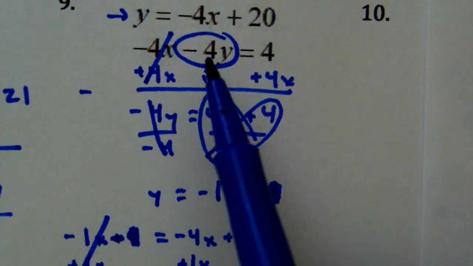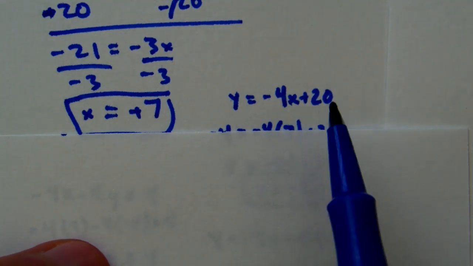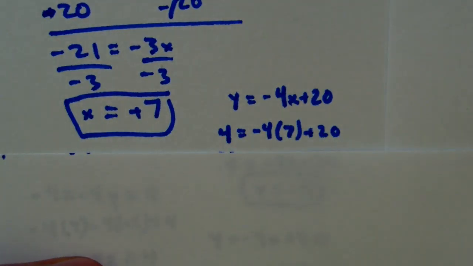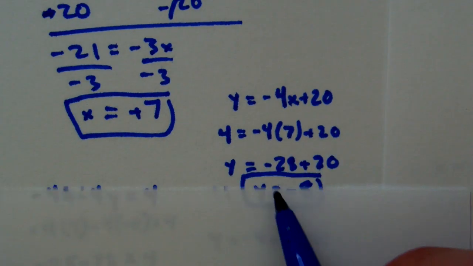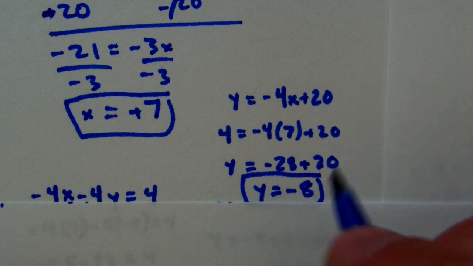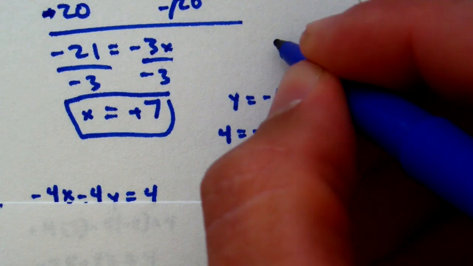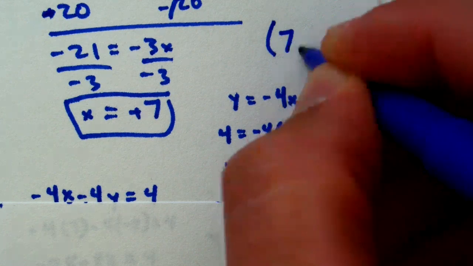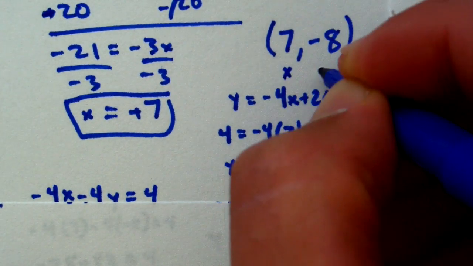Now you have to plug this x into the original equation. Because this one was not solved for y, I went ahead and picked the one that was already solved for y. Y equals negative 4x plus 20. Don't forget your negative. Y equals negative 4 times 7 plus 20, which is negative 28 plus 20. So y is negative 8. So our coordinate point, I'm going to put it right up here, is 7, negative 8, x, y.